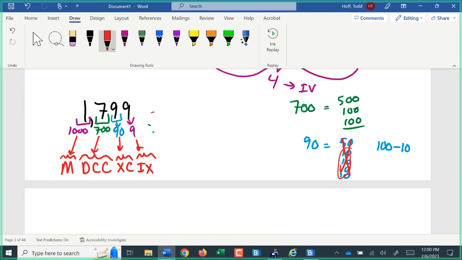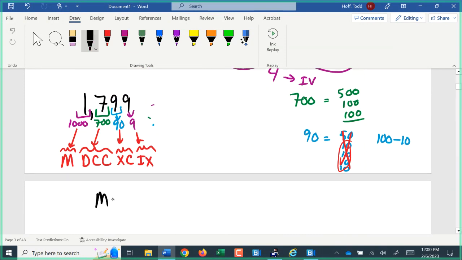As long as you go digit by digit like this, you will get the correct Roman numeral. Where people make their mistakes is if they try to look at the bigger number, the whole number, and do it all at once. Because one of the common incorrect codings of this would be MDCC, that's the 1,700, and then just do IC.